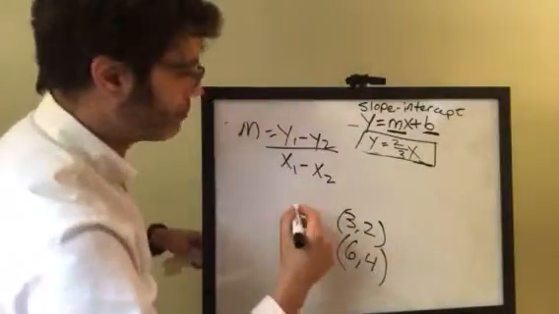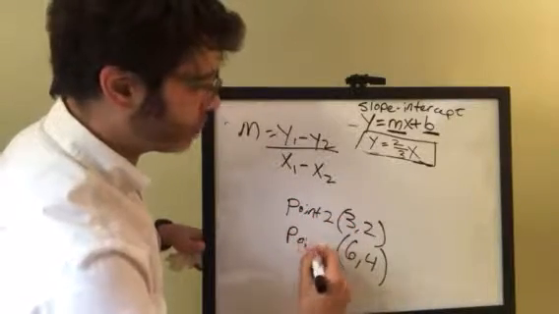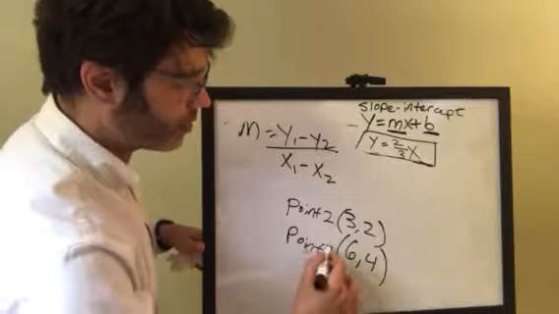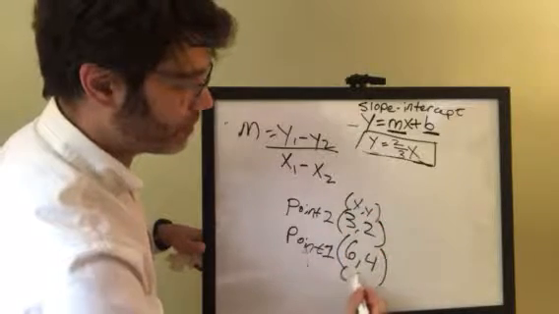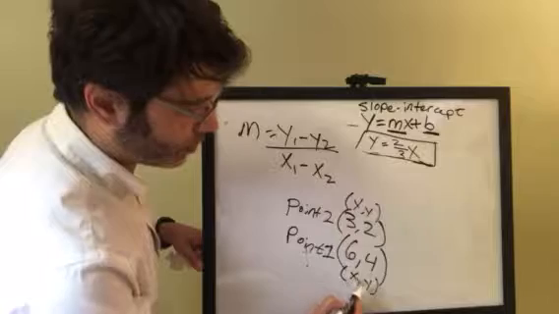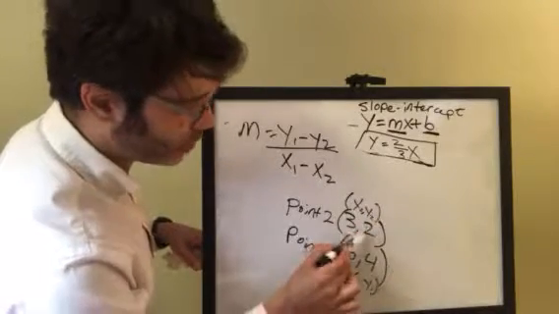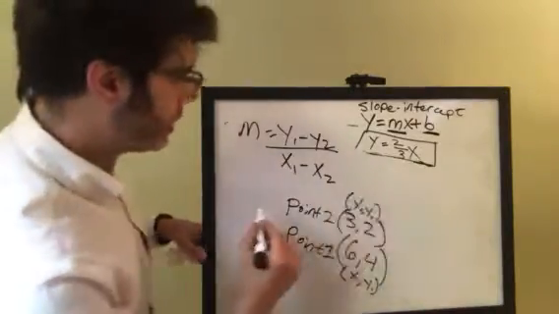Let's call this point 2 and the other one point 1. Again, you could have chosen this as point 1. It doesn't matter. Okay, so then we're going to put our x and y. These are our steps that we do. Since this is point 1, these are our labels for 1. These are our labels for 2. So 2 is y2, 3 is x2. All right, so let's plug it in.